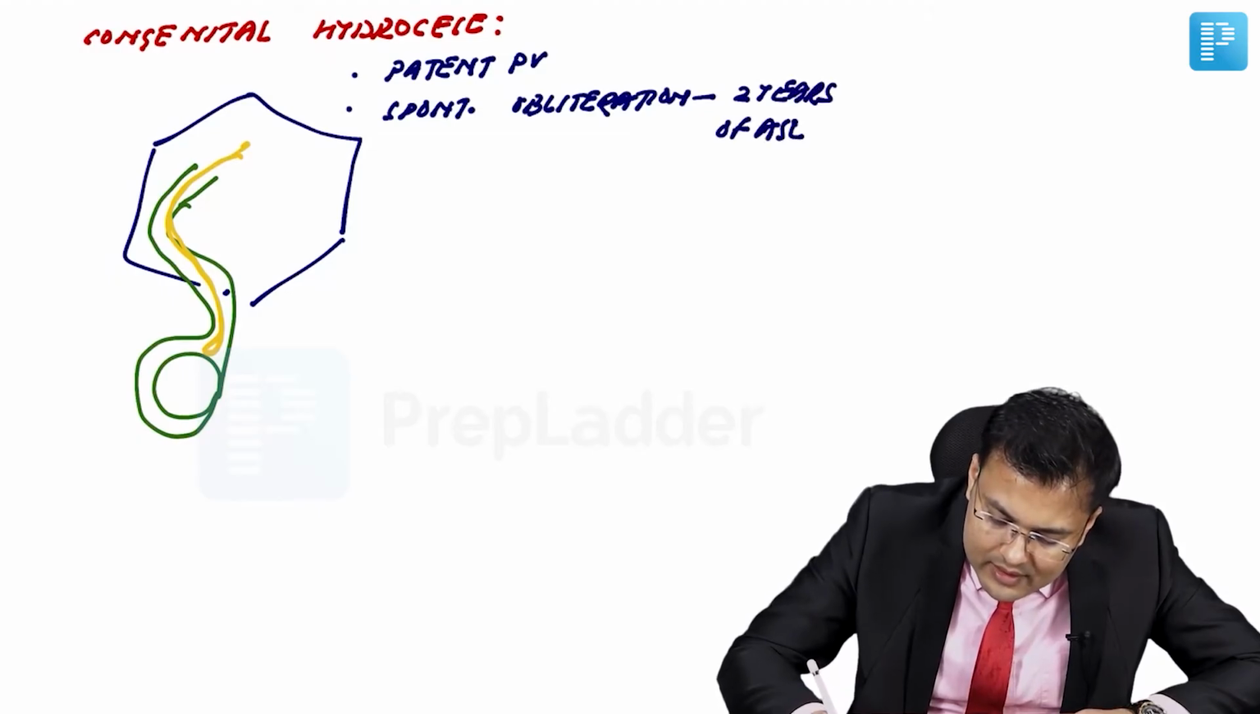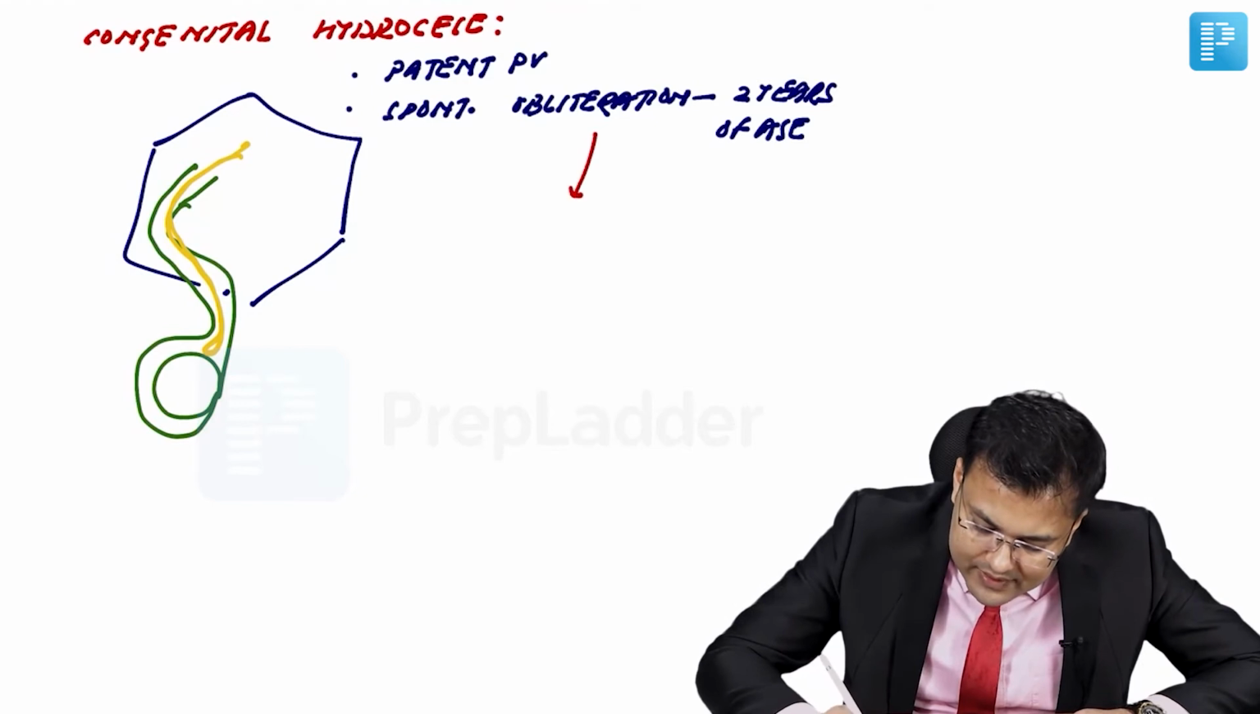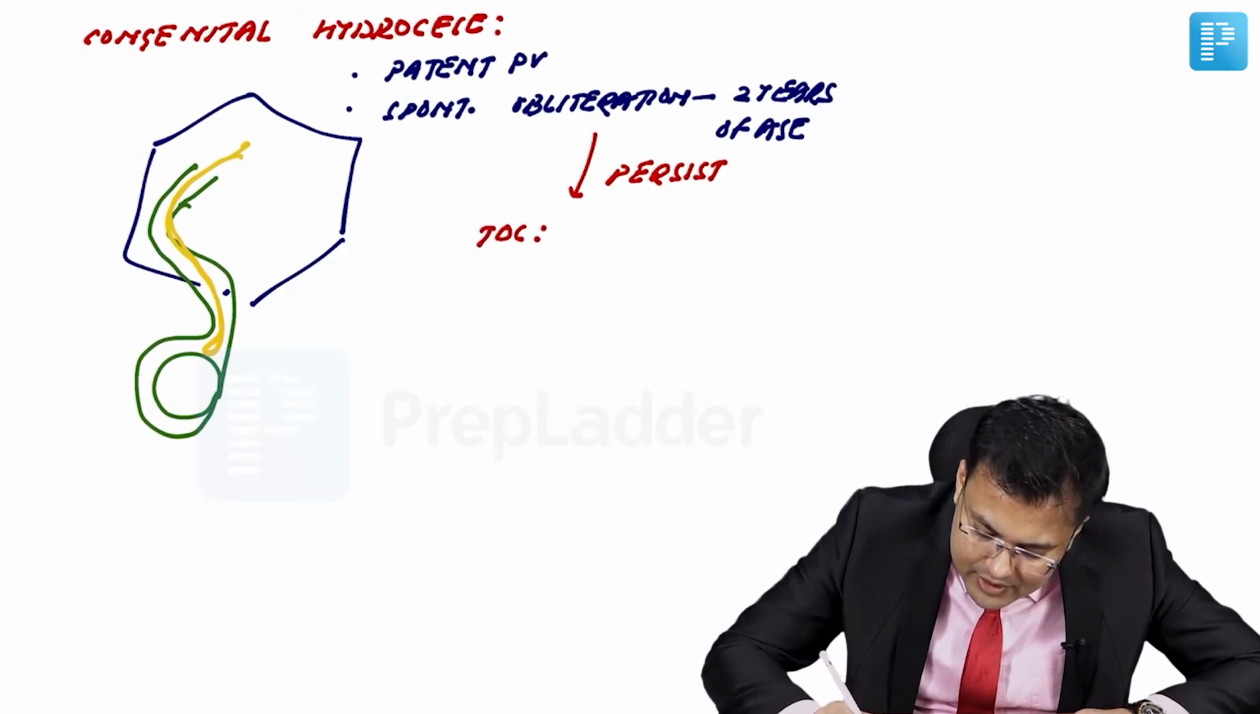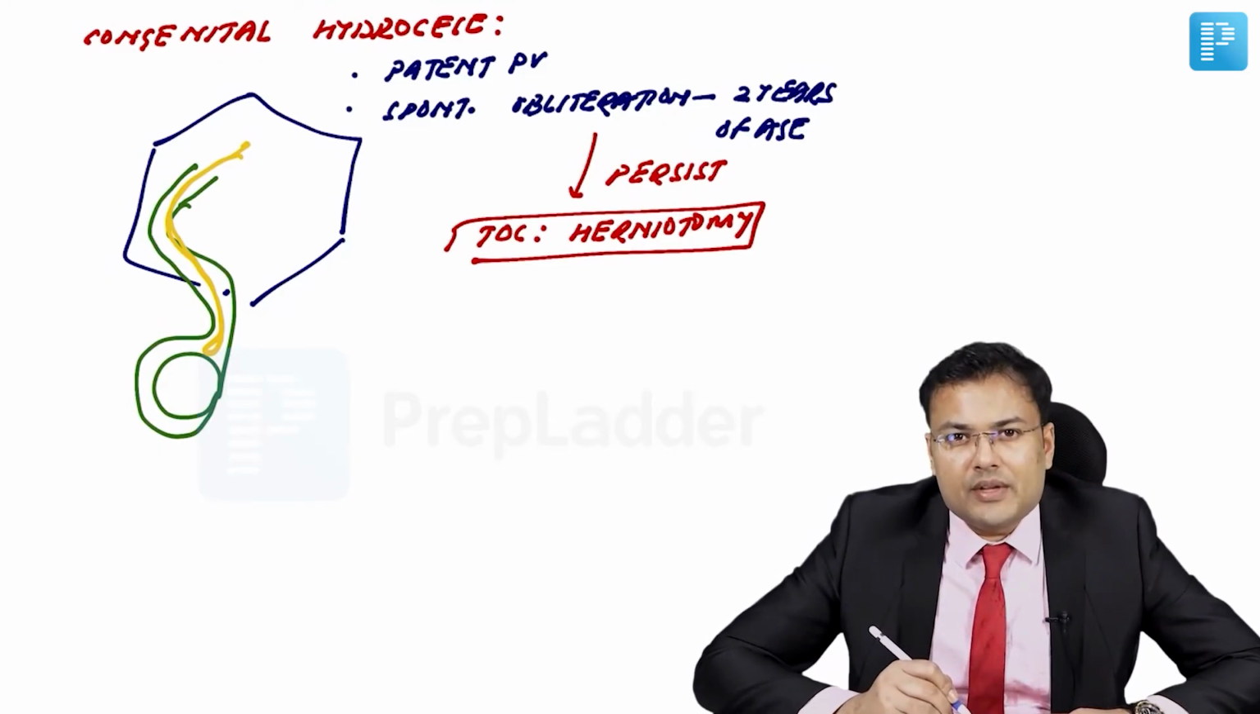Even after 2 years of age, if it persists beyond 2 years of age, in that case the treatment of choice is herniotomy.